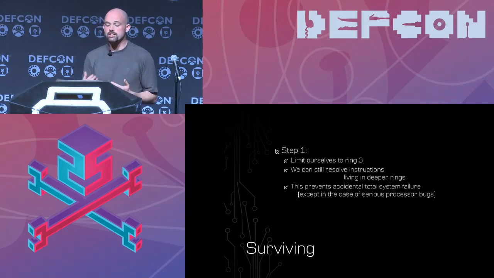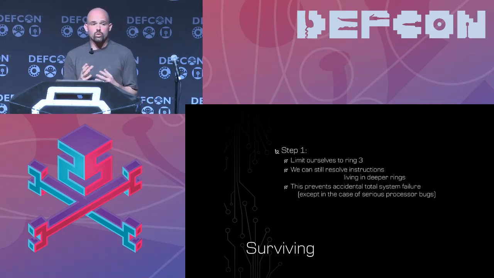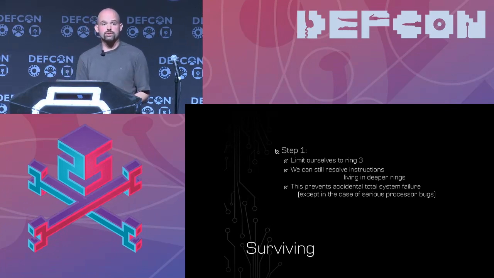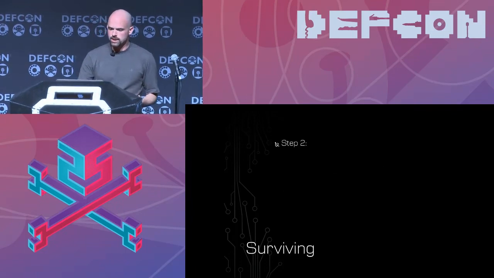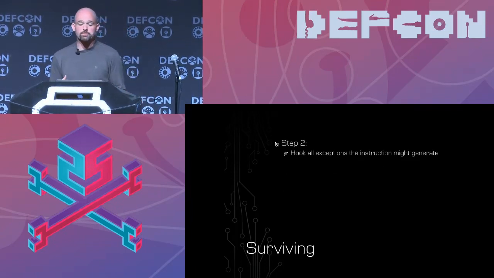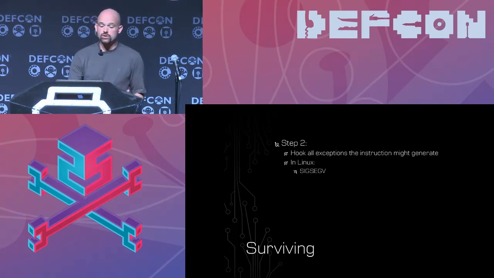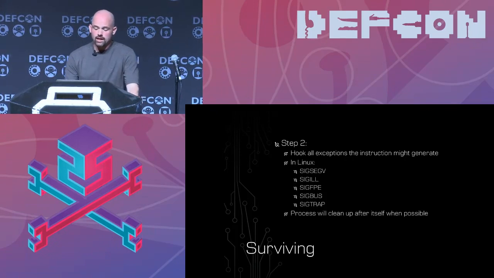So that's not a big limitation, but it does mean that we're not going to accidentally crash the entire system through these random instructions, unless you've got a very serious processor bug. The next thing we're going to do is hook all of the exceptions that this instruction could generate. In Linux, that means we're going to hook the seg fault exception, illegal instruction exceptions, floating point exceptions, bus errors, and traps. Whenever we receive one of these exceptions, the process is basically going to clean up after itself.